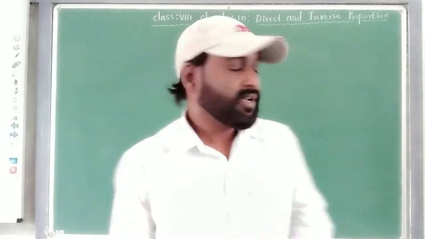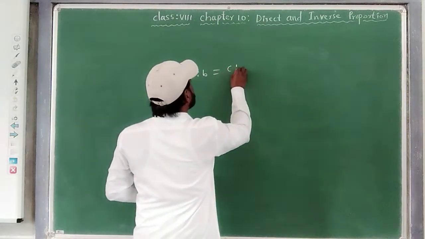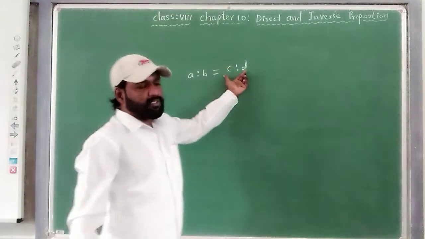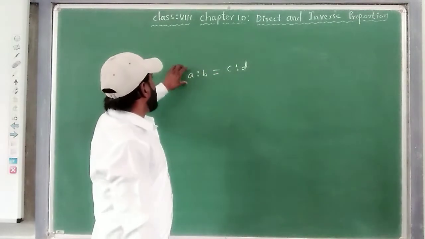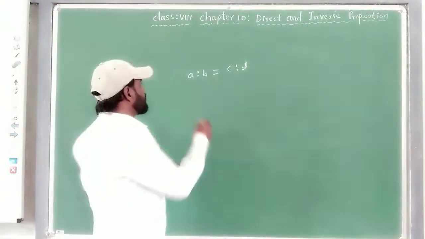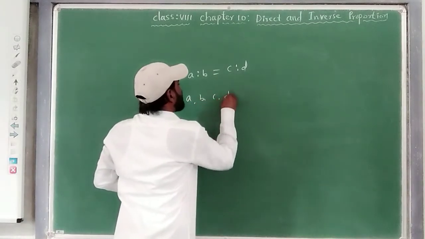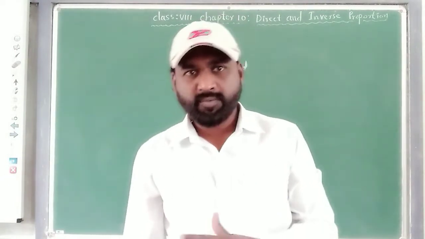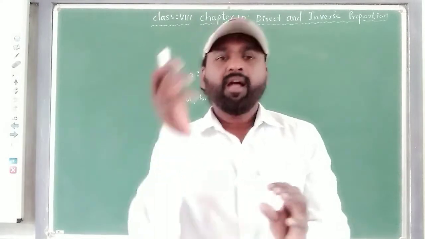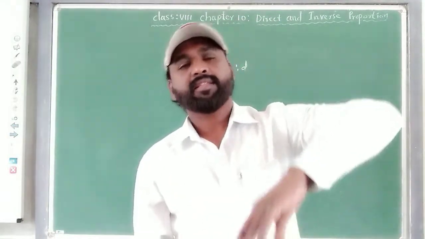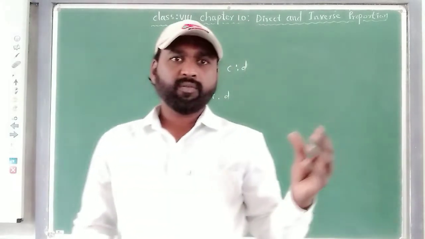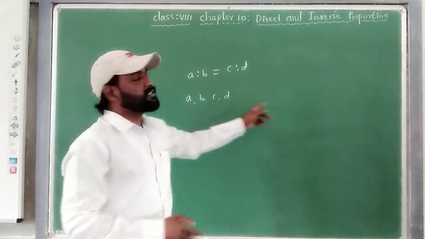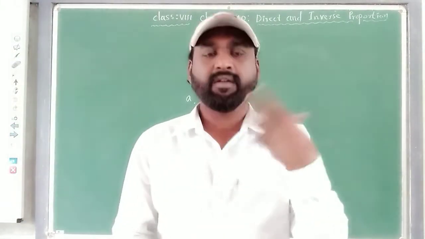Now if A is to B is equal to C is to D, how many quantities are there now? 4 quantities. These 2 quantities, these are the other 2 quantities. If A is to B is equal to C is to D, then we can say A, B, C, D are in proportion. Proportion means the comparison of two ratios. Ratio is the comparison of two quantities. If the two ratios are equal, then these four quantities are said to be in proportion. That is the main concept of proportion.